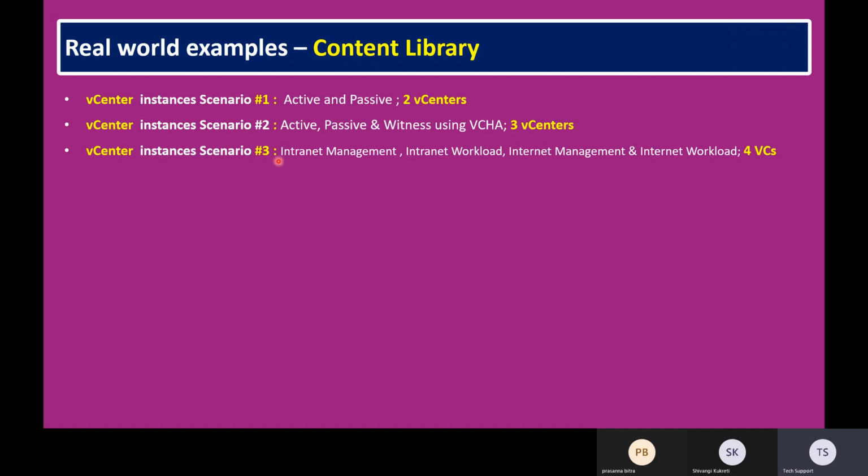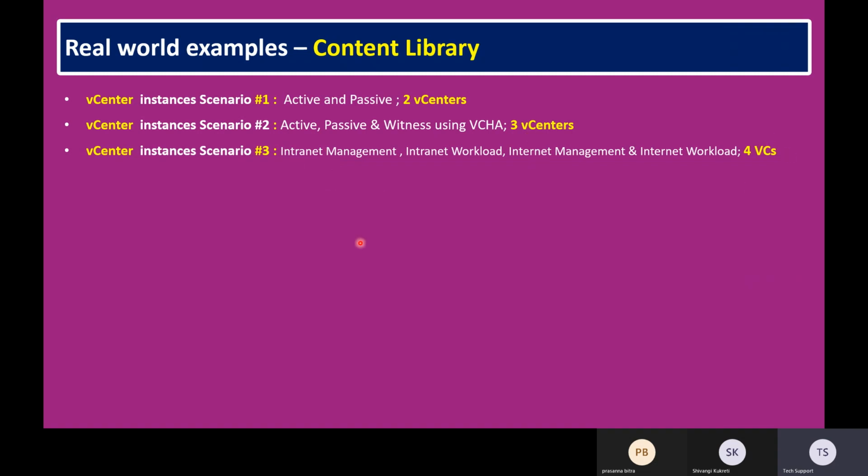Similarly, not only intranet, there will be internet related applications, internet facing web servers. Those all run on internet management. Even for internet management, we need a separate internet facing Active Directory, DNS and management servers. So that's why there is a separate compartment for internet management. And similar to intranet, there will be an internet workload also. So for each compartment we need one vCenter, because our organization is very big, a large scale organization. So two or three vCenters are not enough. We should go with four vCenters.